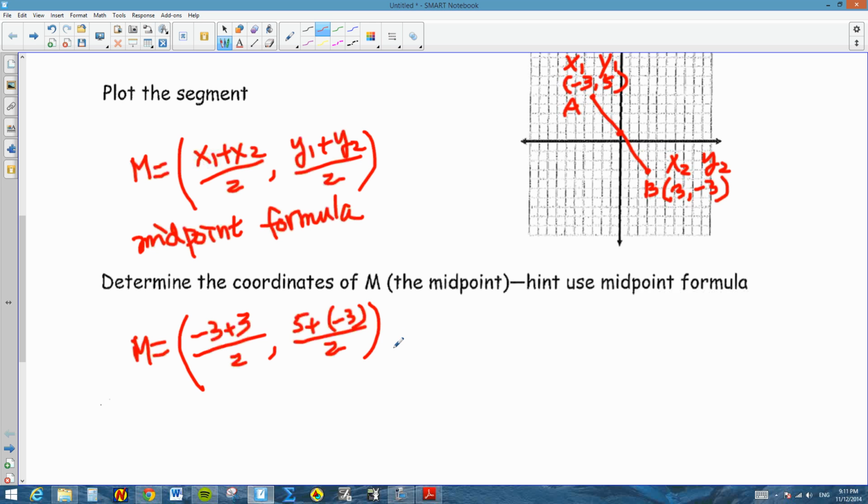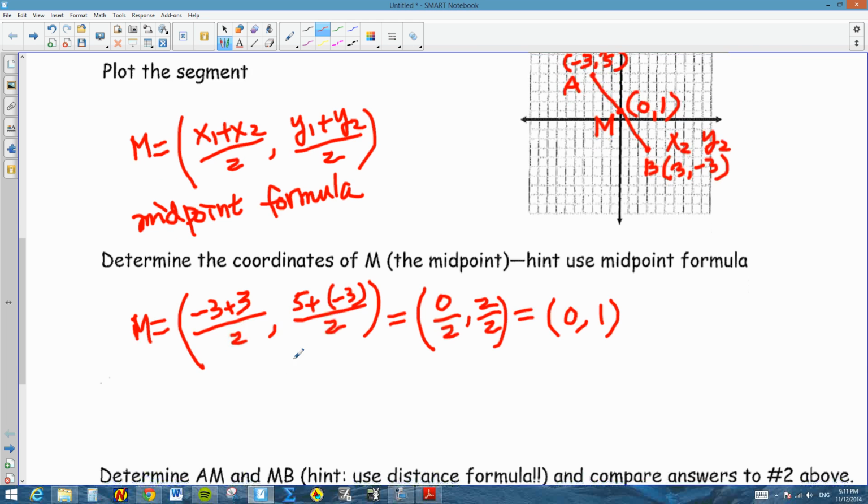So we simplify. -3 plus 3 is 0, so it's 0 over 2, comma, 5 plus -3 is 5 minus 3, which is 2 over 2. So that's (0, 1). The midpoint is here, which we label as N, and it is (0, 1). Actually, my picture is okay, not too bad. Okay, that's the answer for that warm-up.